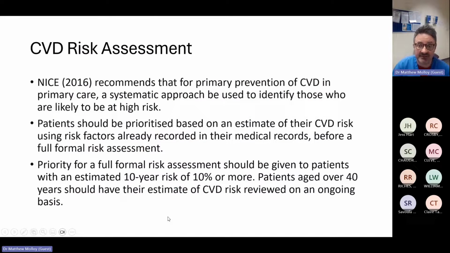So, cardiovascular disease risk assessment. NICE 2016 recommends that for primary prevention of cardiovascular disease in primary care, a systematic approach be used to identify those who are likely to be at high risk. So patients should be prioritised based on an estimate of their cardiovascular disease risk using risk factors already recorded in their records before a full formal risk assessment is undertaken. Priority for a full formal risk assessment should be given to patients with an estimated 10-year risk of 10% or more. And patients over the age of 40 years should have their estimate of CVD risk reviewed on an ongoing basis. Usually that is 5 years, as I've said, but that can be agreed with the patient.